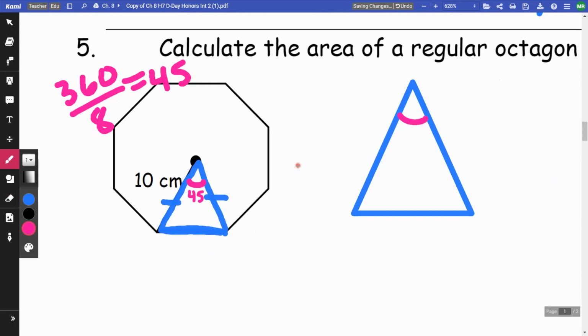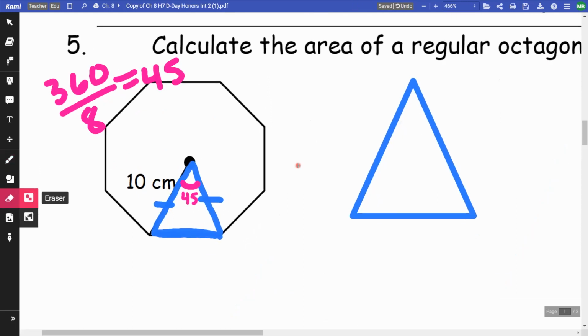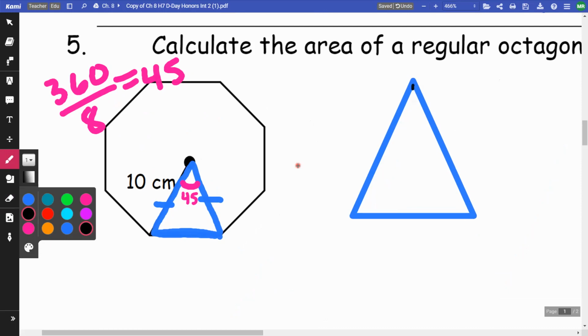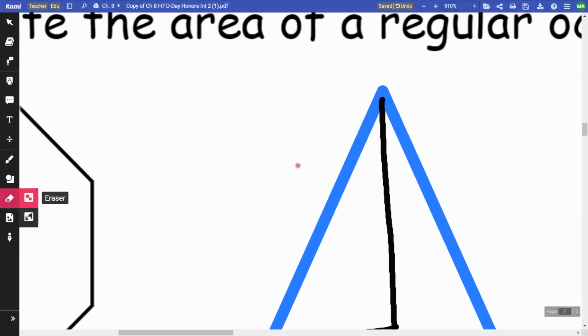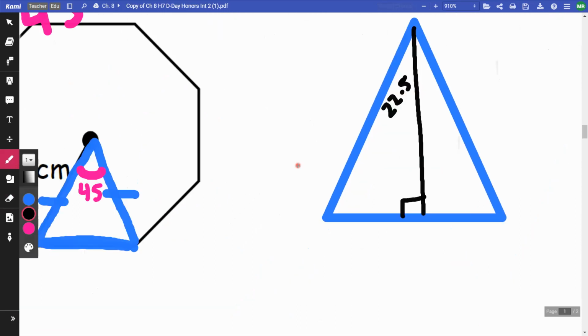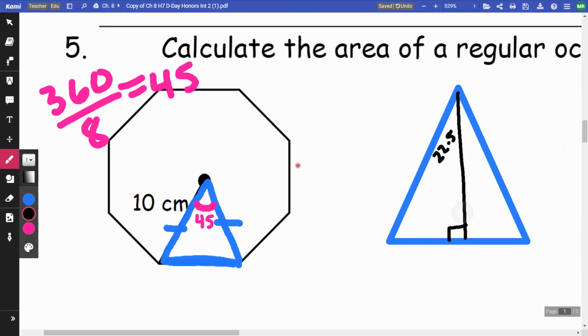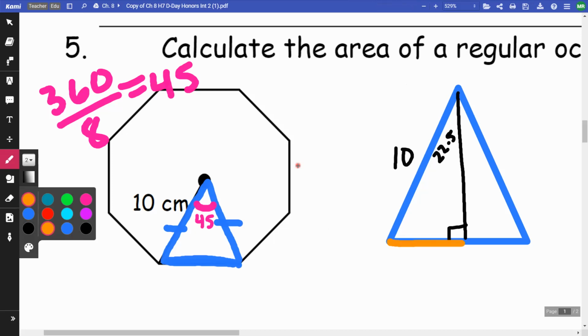So if that is 45 degrees, half of 45 degrees is going to be 22.5. So this is going to be 22.5. And we know that this is 10. So I need to find 2 pieces of information. I need to find this, and I need to find this. So let's call this X, let's call this Y.